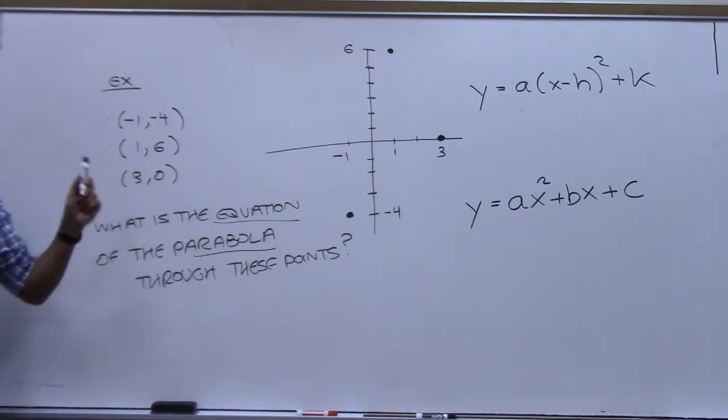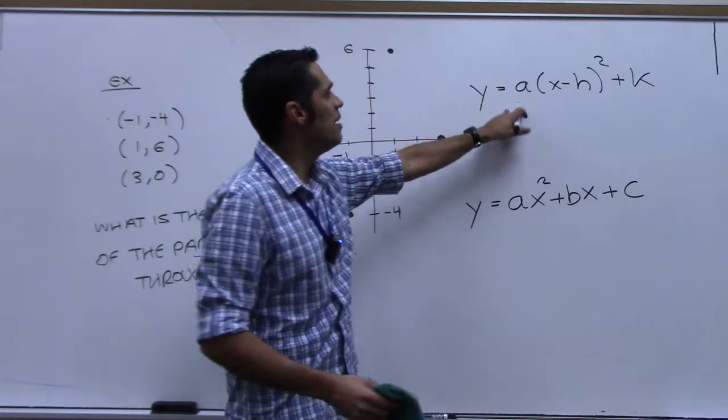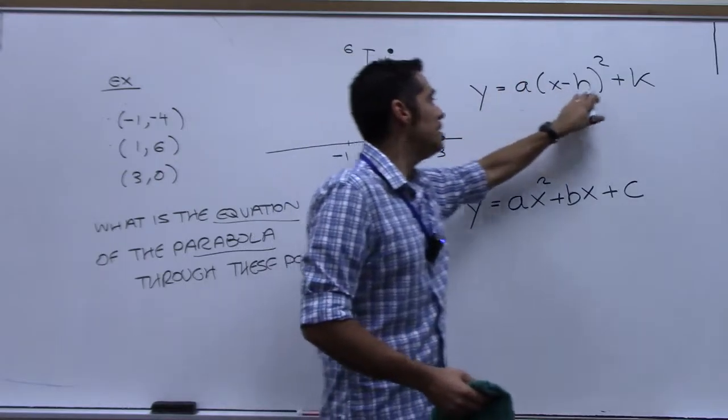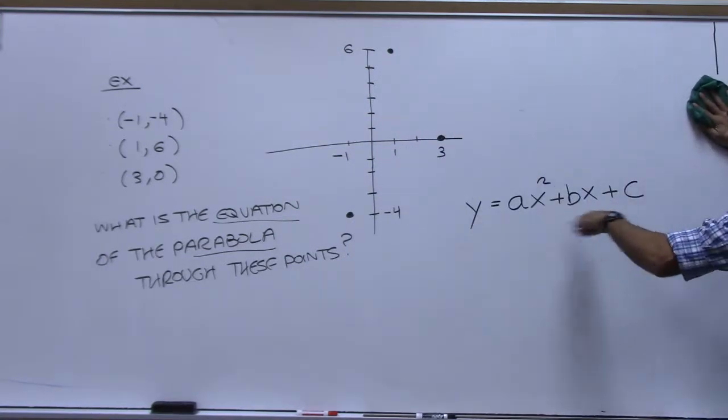So let's now use each of those pieces of information, and I'm going to go with this one right here. I could go here, in which I would have to find A, H, and K, but I'm going to stick with this one, and this is the way you should do it if you're ever trying to find it.